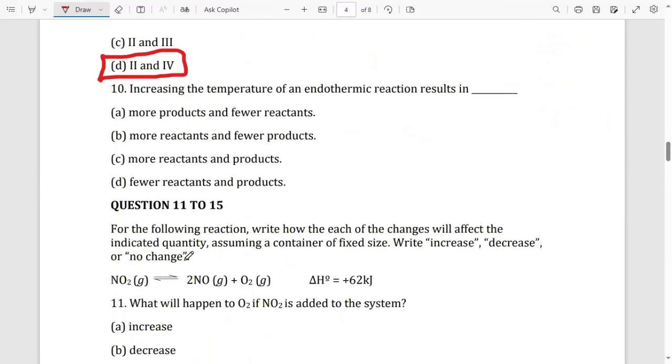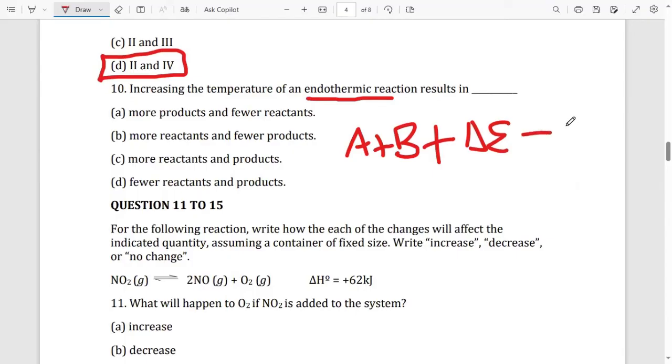Okay, and then number 10, they're saying increasing the temperature of an endothermic reaction results in, okay, so if a reaction is endothermic, it means it requires energy for it to take place. It absorbs energy. So the energy that it absorbs is treated as a reactant. So if I have a reactant A plus the reactant B, plus the heat, producing certain products here, and then I add more heat. If I add more heat, it means I'm increasing the temperature, right? So since this is an endothermic reaction, adding more heat is adding more reactants to this equation.